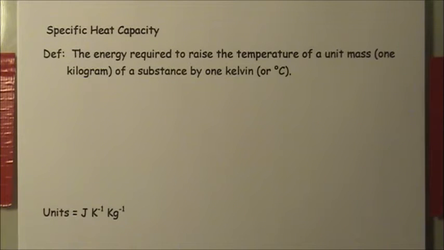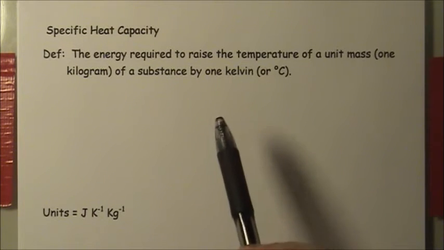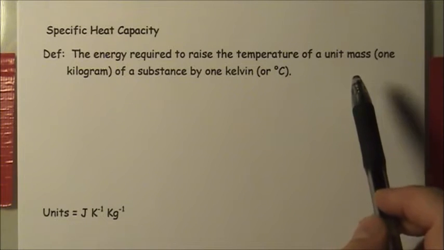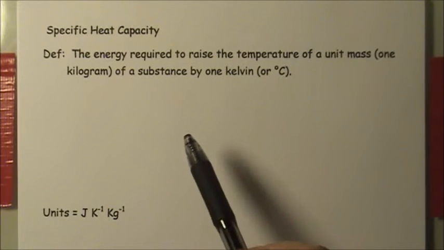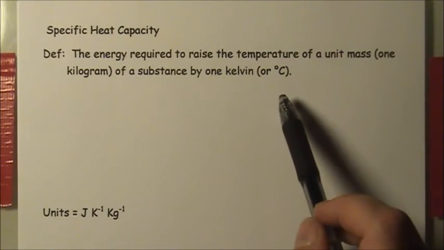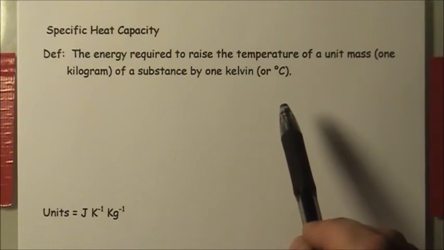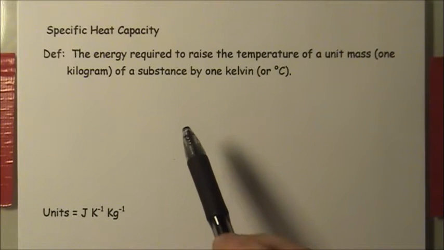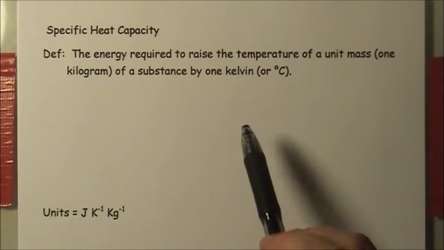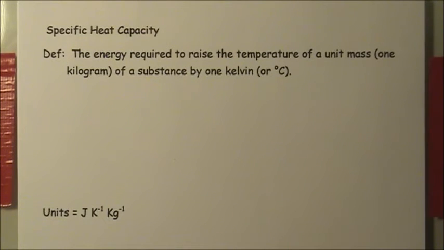So the specific heat capacity is the energy required to raise the temperature of a unit mass, that is to say 1 kilogram, of a substance by 1 degree Kelvin or 1 degree Celsius. The Kelvin scale, just to remind you, is based on the Celsius scale. So changing the temperature by 1 degree Kelvin is the same thing as changing it by 1 degree Celsius.